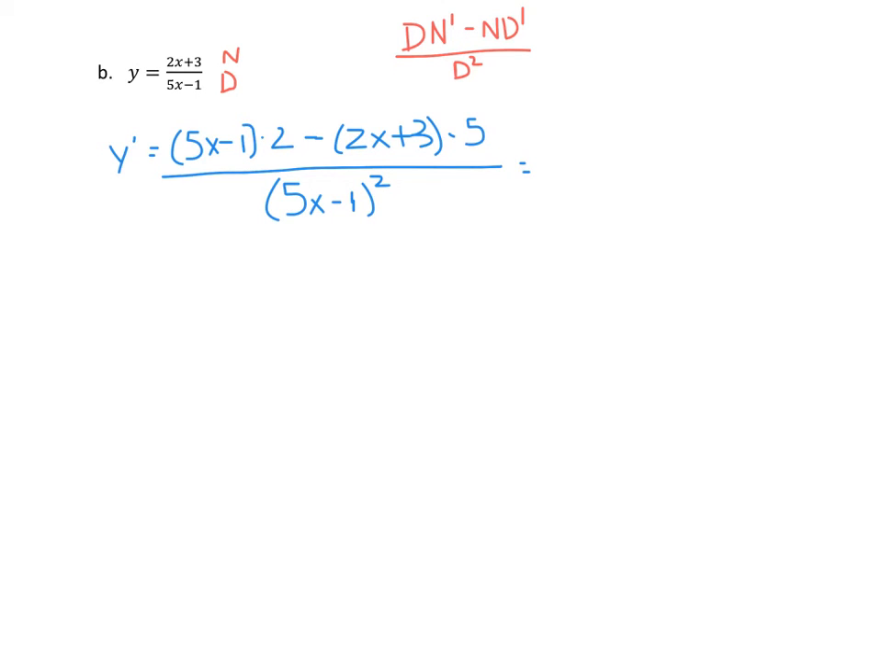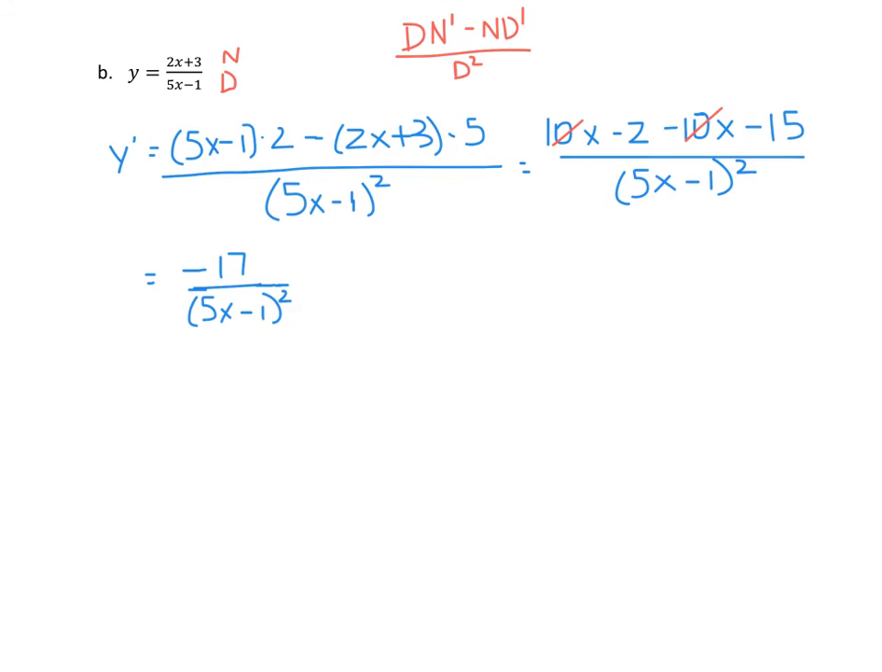So now let's simplify. Distributing the 2 through, we have a 10x minus 2, and then distributing the 5 through, we have a minus 10x minus 15, all divided by the 5x minus 1 squared. So notice how the 10x and the negative 10x cancel. So y prime then, we are left with a negative 17 divided by 5x minus 1 quantity squared.